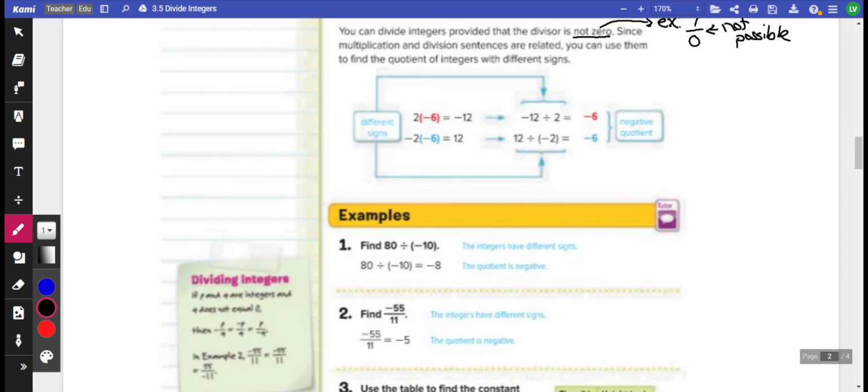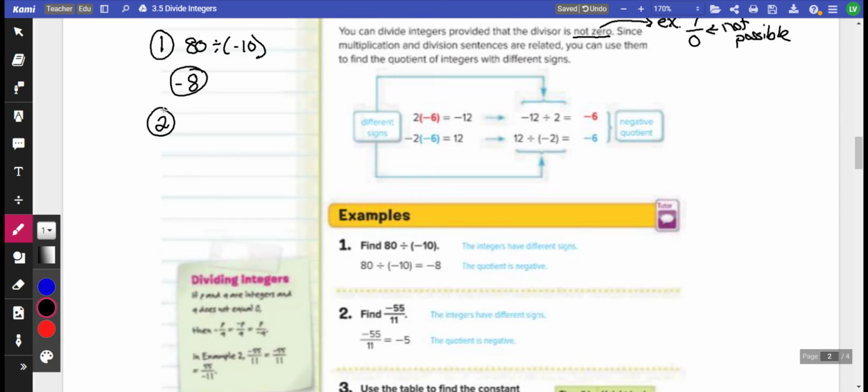All right, so number 1, I'm going to show this work to the side. I'm going to take 80 and divide it by negative 10. Well, I'm going to start with 80 divided by 10. Well, 80 divided by 10 gives me an 8. A positive divided by a negative is a negative, so my answer is going to be negative 8.